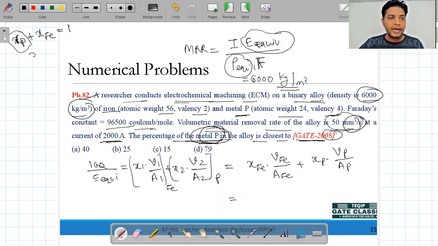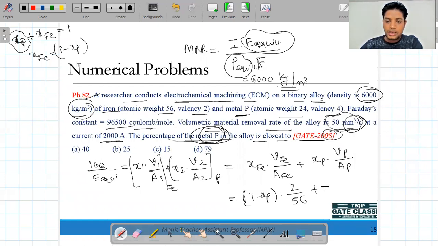So what we do is put the value of x Fe as 1 minus xp. Whatever value we get at the end will be the percentage of p only. So x Fe will be equal to 1 minus xp into valency of Fe, that is 2 upon 56, plus xp, and this will be 4 upon 24, that will be equal to 100 upon.